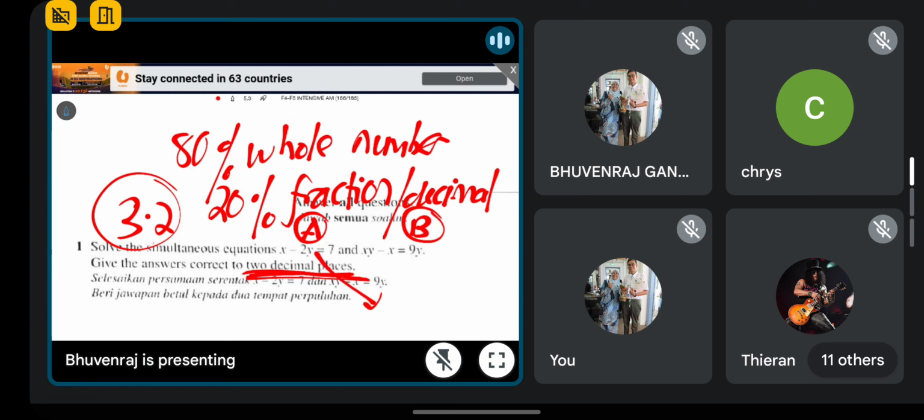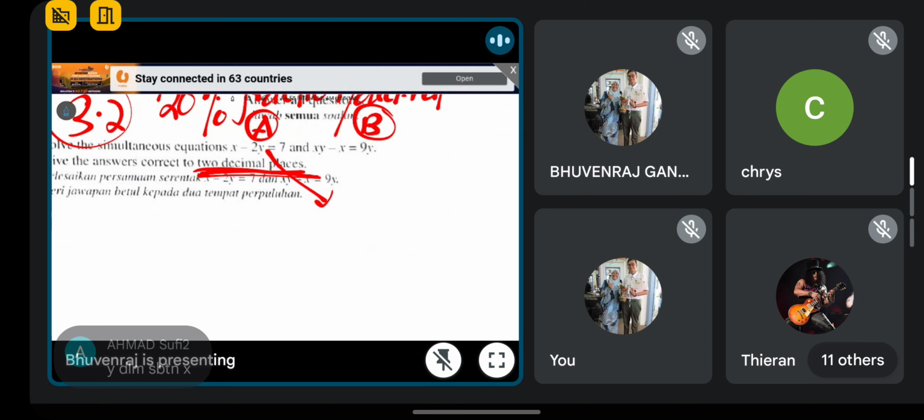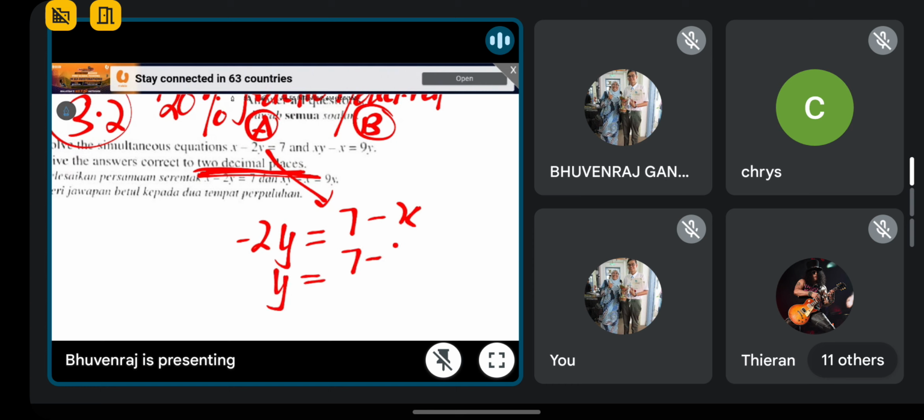Jadi kat sini guys, saya nak tanya. Which one is easier? Express X in terms of Y or Y in terms of X? Yang mana lebih senang? X dalam sebutan Y atau Y dalam sebutan X kat sini? Kalau kamu fikir secara logik, think logically. Yes, very good. X sebagai perkara rumus. X should be the subject of the formula. If you try Y in terms of X, you will get a fraction. Kamu akan dapat pecahan.